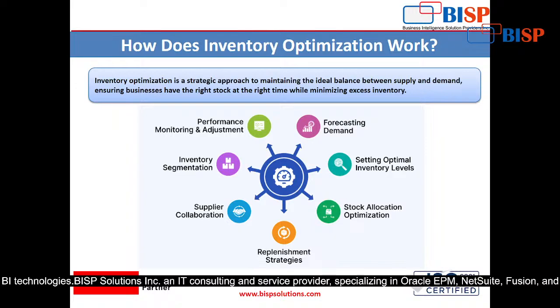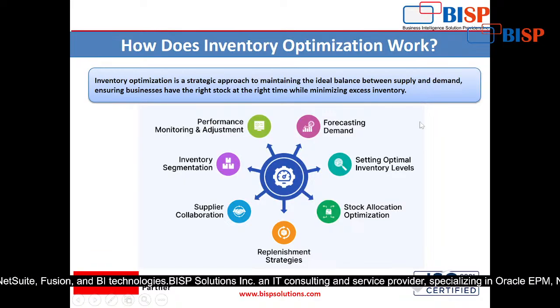Inventory optimization is a strategic approach to maintaining the ideal balance between supply and demand, ensuring businesses have the right stock at the right time while minimizing excess inventory. Excess inventory means the item which is not sold, and still you are buying that item in huge amounts and just occupying the space in the store. So we should not do that, right?